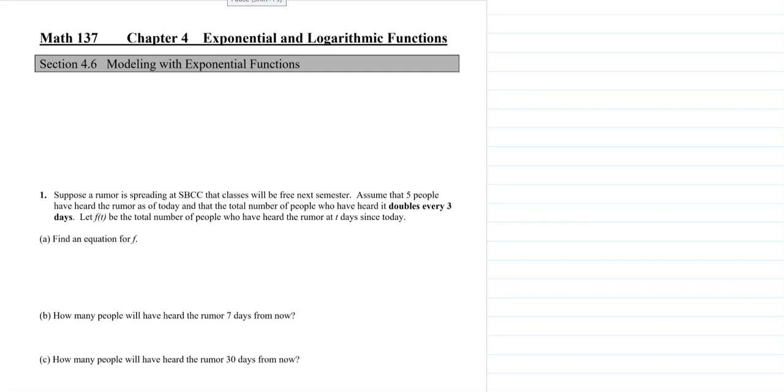Let's look at some application problems using exponential functions. We call that modeling with exponential functions. You've already seen a few application problems that involve exponential functions where you were given the input, you had to find the output, or you were given the output, you had to find the input. But in all of those examples, you were given the formula, you were given the function.